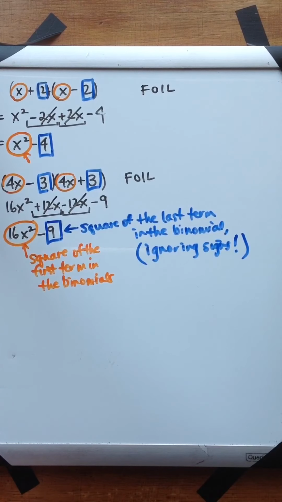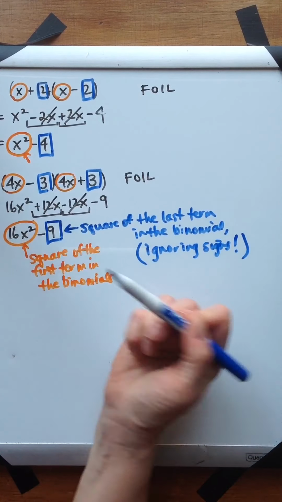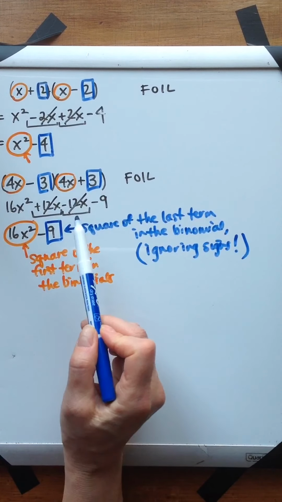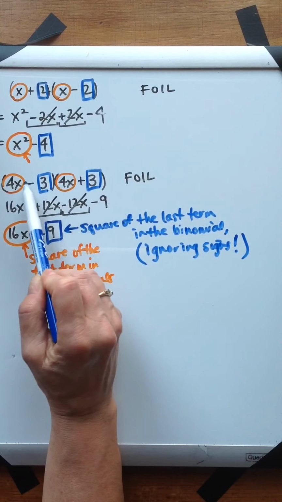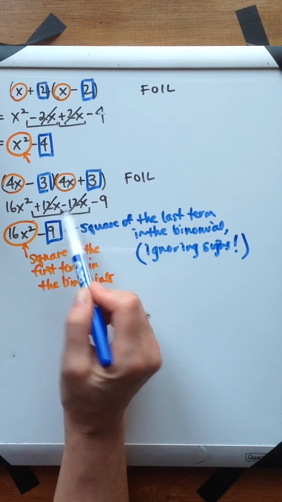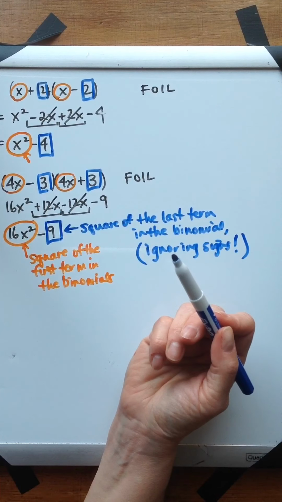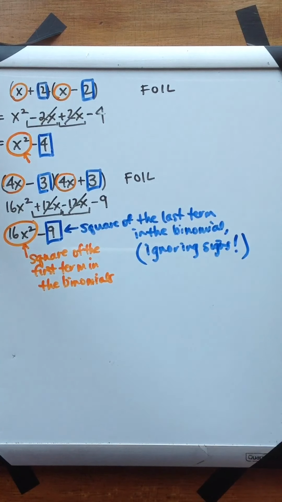And then, why does our answer end up being a binomial in these scenarios instead of a trinomial? Well, I think you can see it's because the outside and the inside terms, because of the negative and positive patterns that we put into here, end up canceling each other out. So when we have a product of a sum and a difference, we end up with an answer that is a binomial instead of a trinomial.